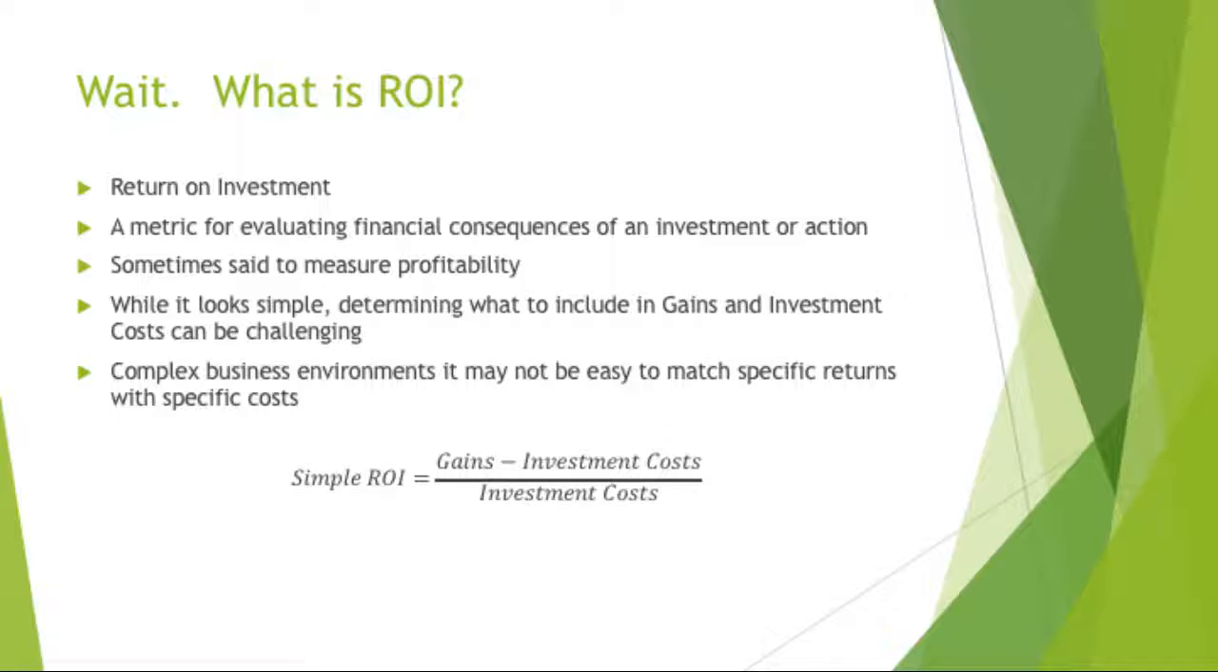Investment costs include one-time costs such as expenses, capital expenditures such as hardware, software, and buildings, consulting fees, travel expenses, training development and delivery. Investment costs also include recurring costs for ongoing operations, maintenance, and support, as well as any depreciation or amortization for assets. In complex business environments, it may be more difficult to match specific returns to specific costs, making ROI a poorer choice for evaluation. The simple ROI formula is gains minus investment costs divided by the investment costs.